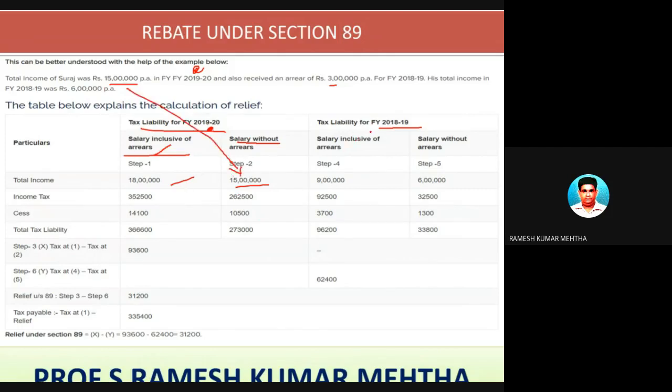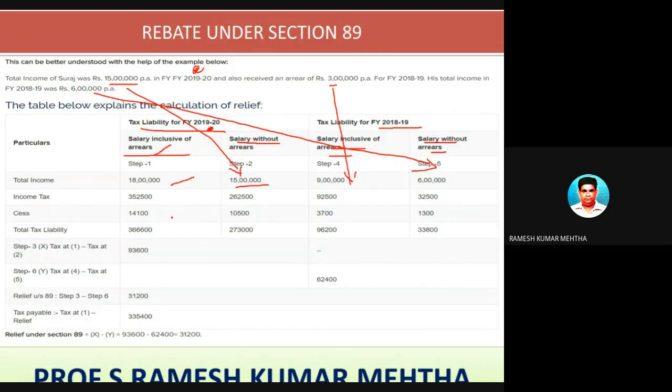So now let's talk about financial year 2018-19. Salary inclusive of arrears and salary without arrears. Salary without arrears is 6 lakhs, and salary if arrears are included is 9 lakhs. Hope you have understood it.